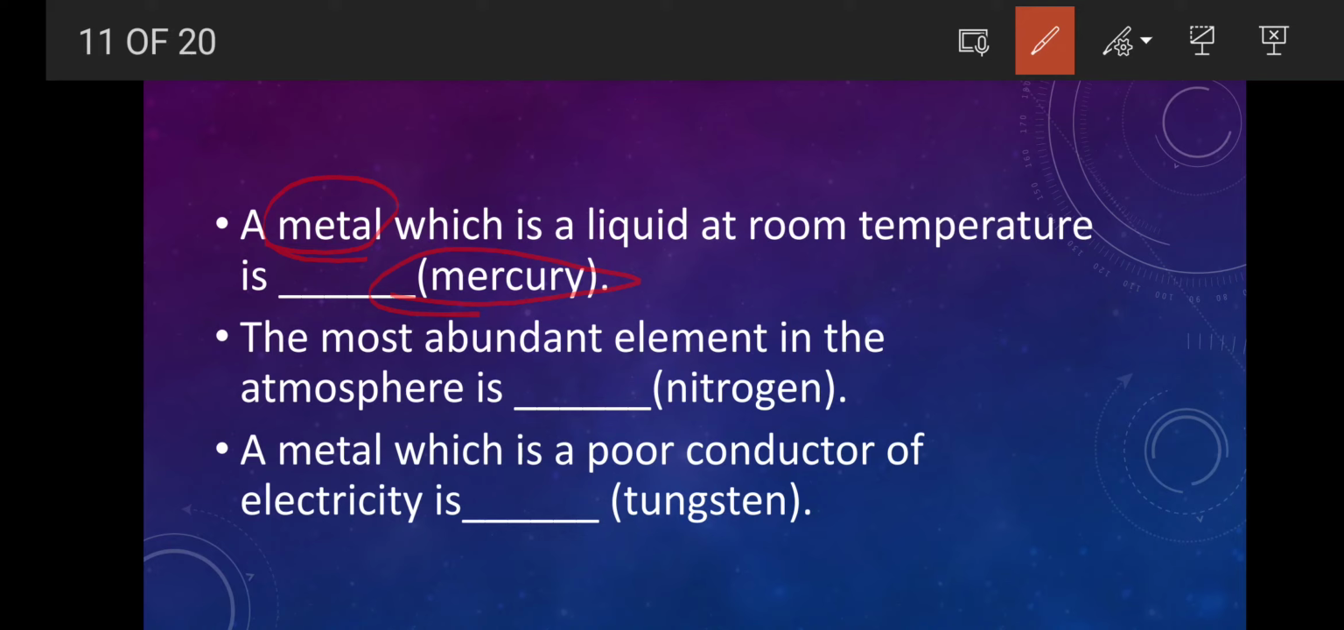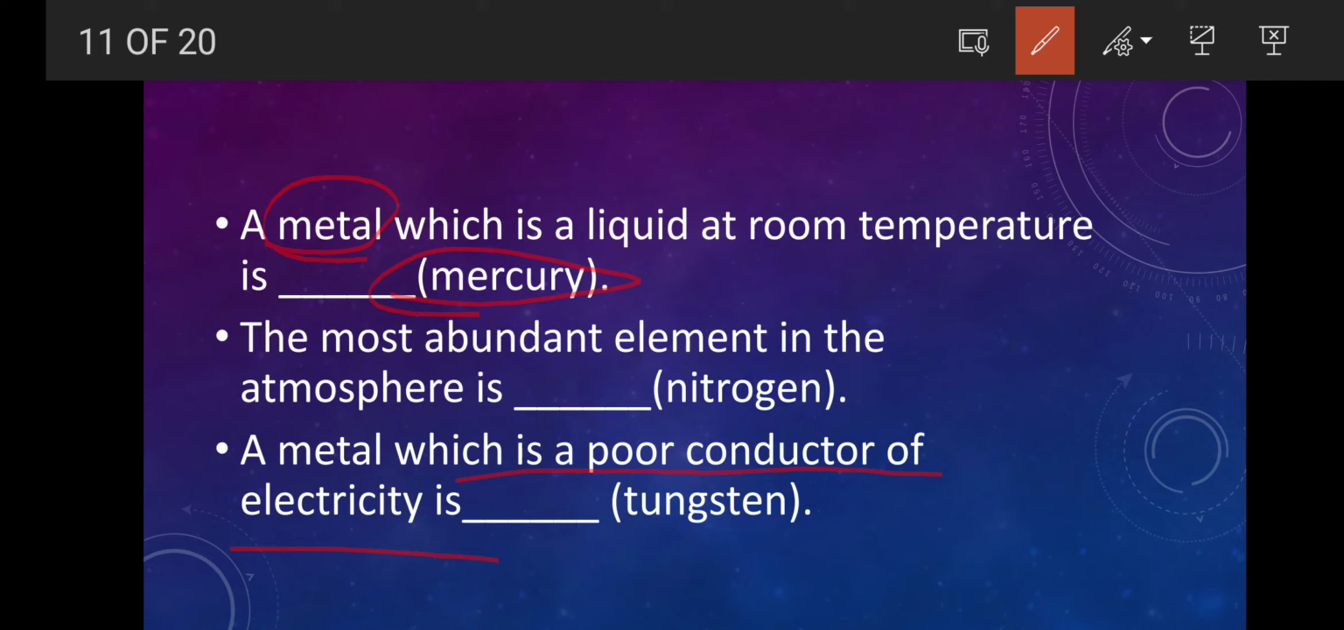Now the next question is the most abundant element in the atmosphere. Clear? When the question is the most abundant element in the earth's crust, the answer is oxygen, but the most abundant element in the atmosphere is, then the answer is what? Nitrogen. Okay, next is a metal which is a poor conductor of electricity. So which one is a poor conductor of electricity? So the answer is what? Tungsten. So tungsten is a poor conductor of electricity.